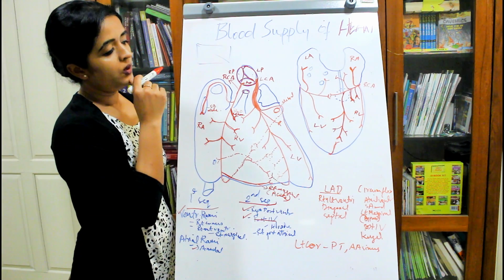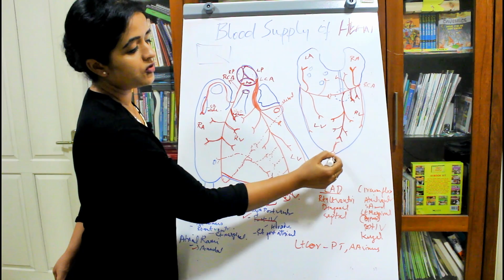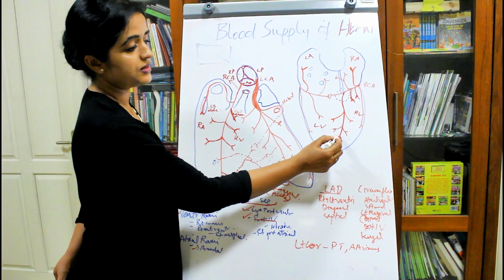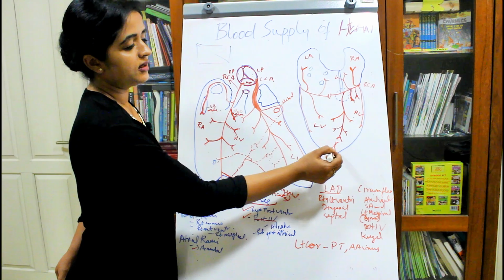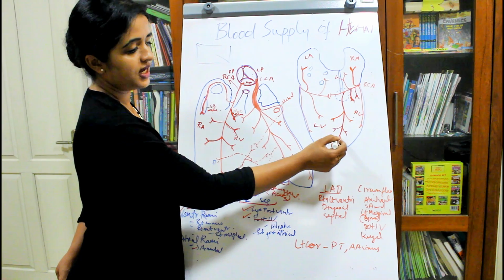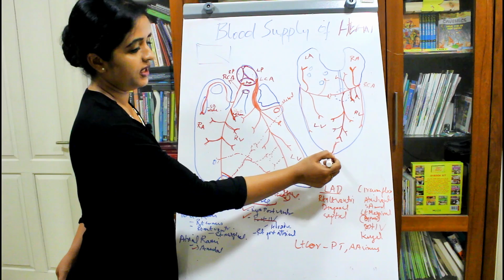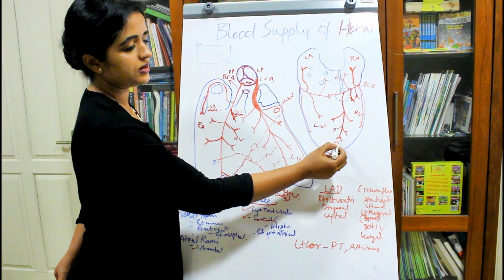Okay. Now we can see that this is not reaching up to the tip, but it is ending somewhere around one third. It is just ending before reaching the tip of the heart. So what happens? Why is it not extending?